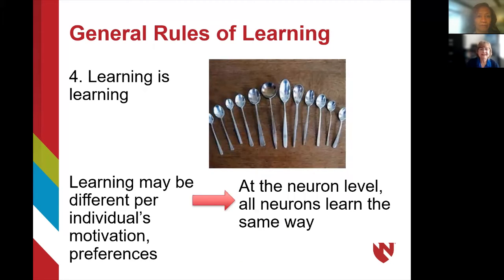And learning is about learning. Learning may be different per an individual's motivation. It may be different based on somebody's preferences, but at the neuron level, all neurons learn the same way. I'm using that analogy with the spoon: a spoon is a spoon. They may look different, they may hold things a little differently, and they may be used for different purposes, but ultimately a spoon is a spoon. And so ultimately learning at the neuron level is learning.